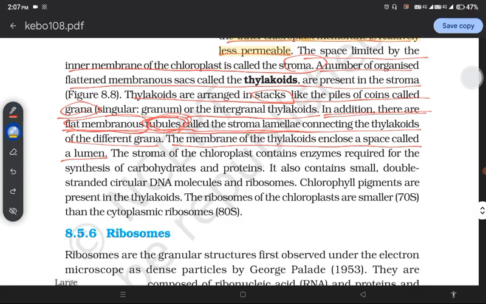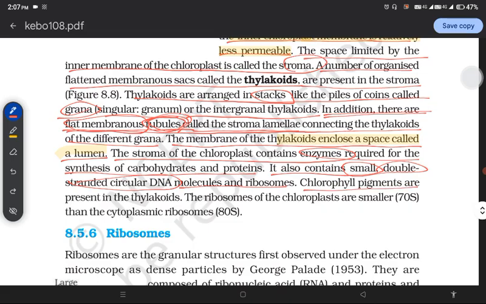Thylakoid encloses a space called lumen. The stroma of the chloroplast contains enzymes required for the synthesis of carbohydrate and protein. It also contains a small double stranded circular DNA molecule and ribosomes.